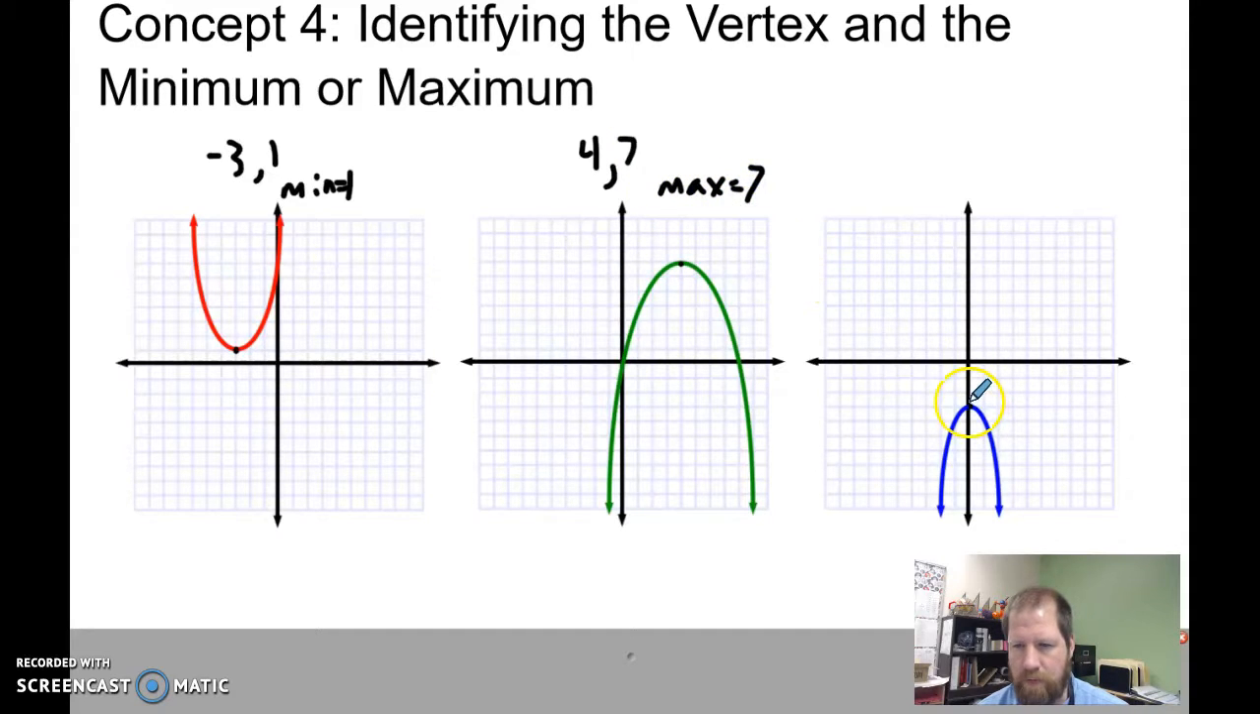Okay. This one, again, it's kind of a mountain. The vertex is at 0, -3. And the maximum, even though it's a negative number, the maximum is going to equal -3.